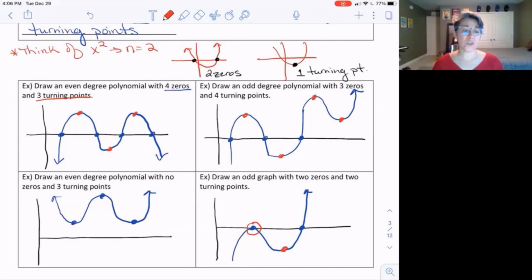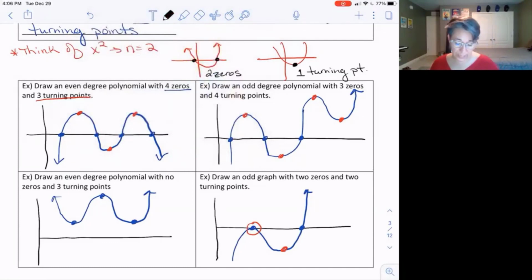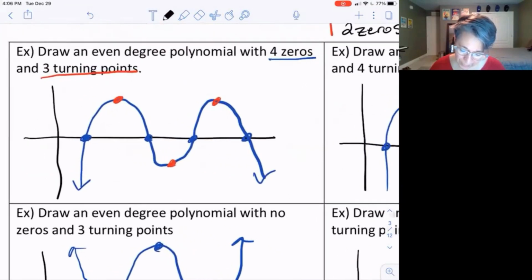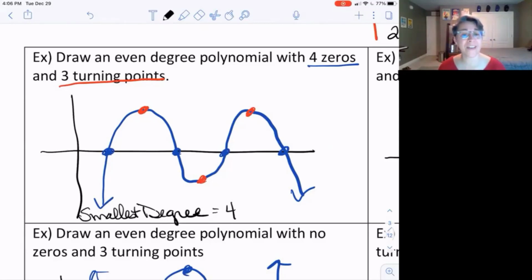So let's take a look at these graphs and see what degree they possibly could be. For example, we know this graph in the top left has to be even. It has 1, 2, 3, 4 x-intercepts. So it could be of degree 4. Matter of fact, that is the smallest degree that it could be. Because remember, it could have at most n zeros.